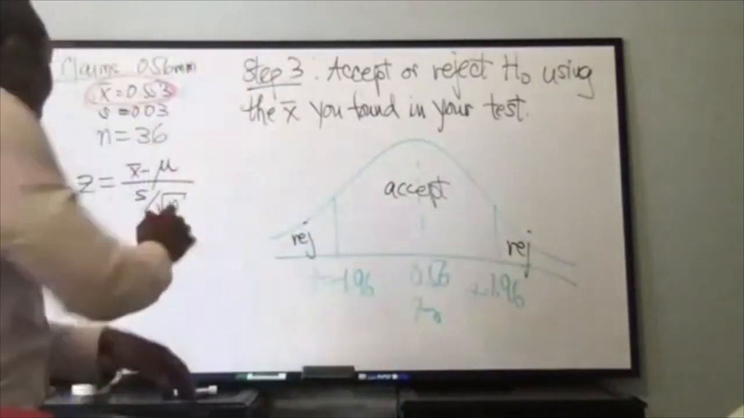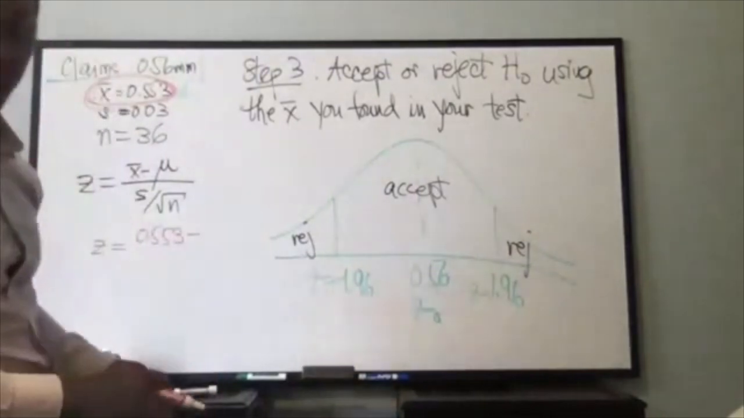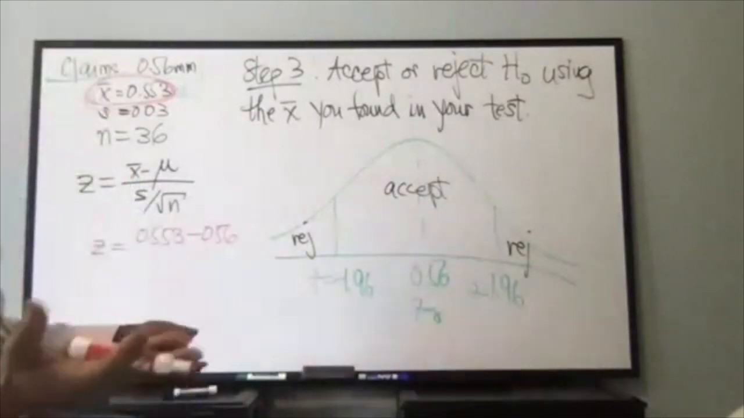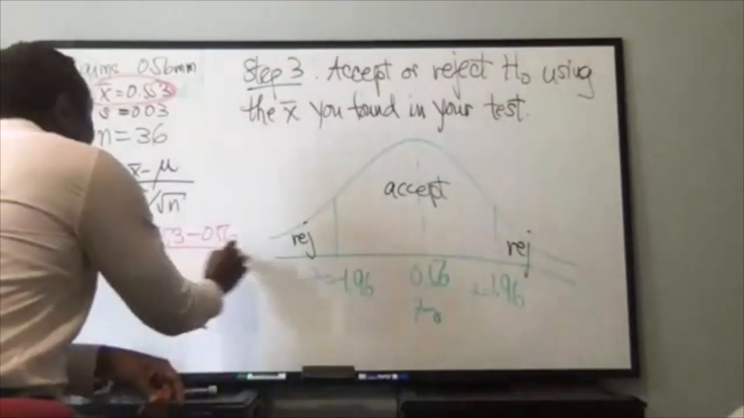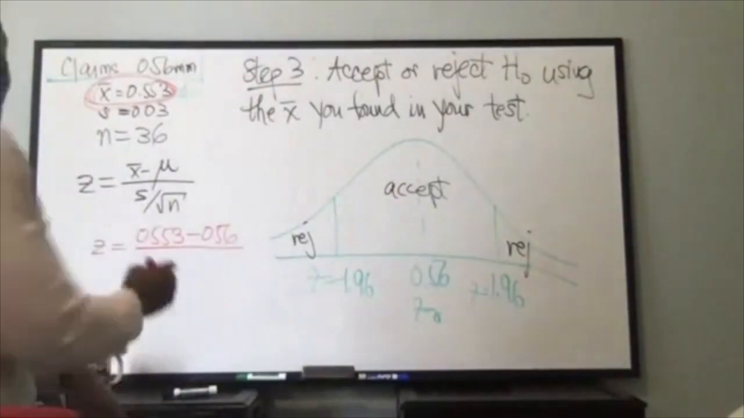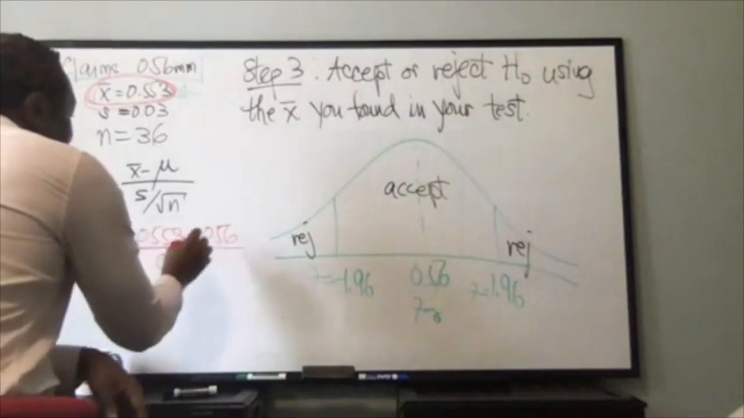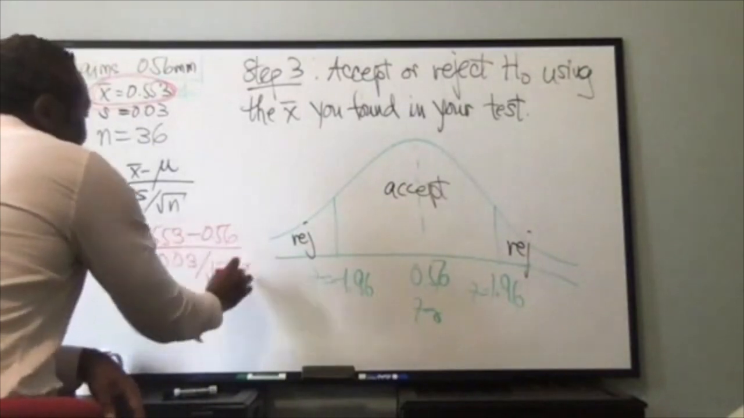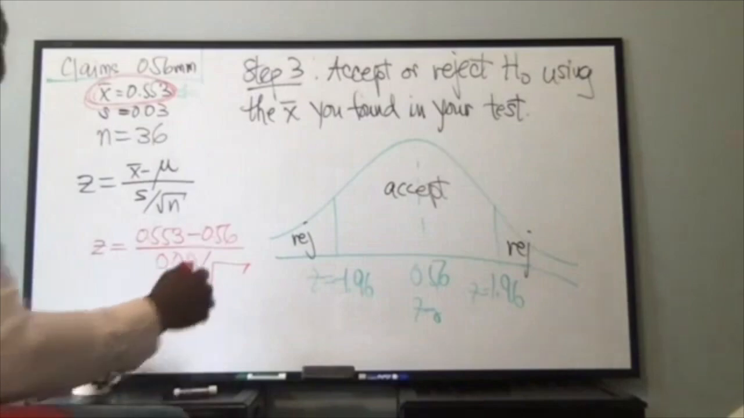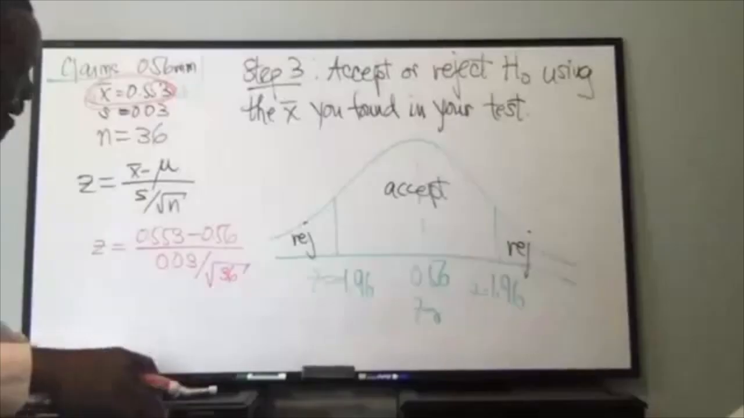All right, minus, what is mu? We're assuming mu is 0.56, because we're assuming it to be true, divided by our standard deviation, or S, 0.03, divided by the square root of N, which in this case is what? How large is our sample? I think 36. Yeah. So if everybody can find that for me.